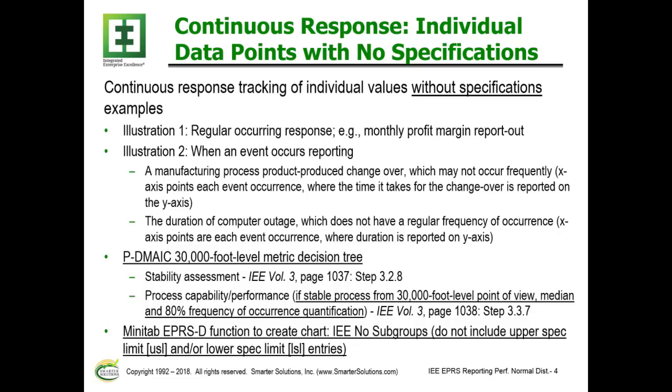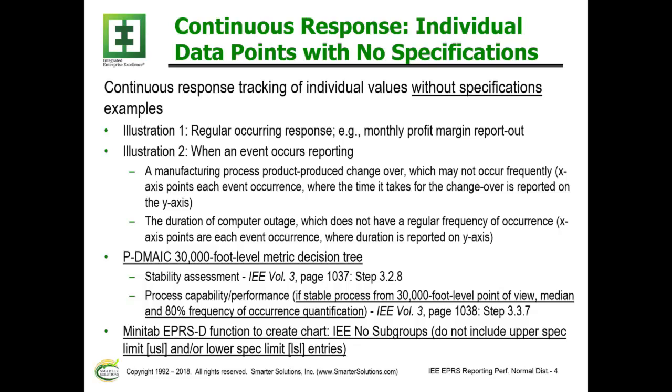Hopefully you can see the difference between illustration 1 and 2, where now at the end of each month we're going to go in and make an X value subgrouping point, whereas in the second illustration the X-axis will be only reflecting whenever a changeover occurred.